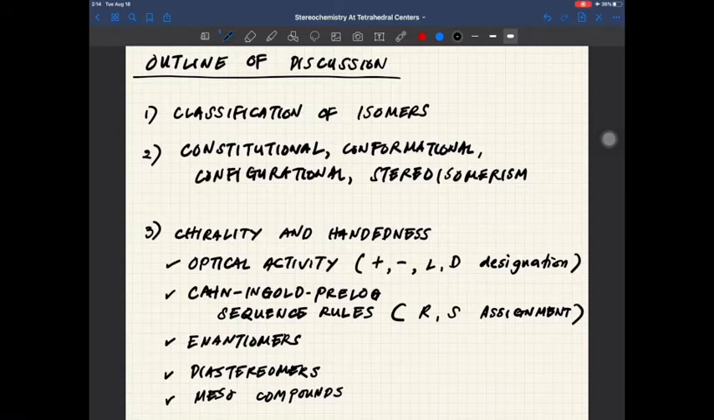Good evening, class. Tonight, I would like to talk about Stereochemistry at Tetrahedral Centers. This topic can be found in Chapter 6 of your textbook, Organic Chemistry by John McMurry. Here is the outline of discussion for this chapter.